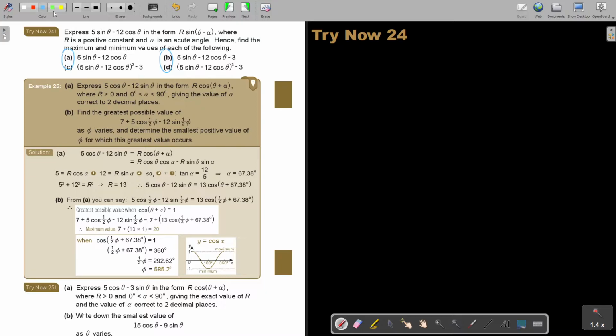Okay, but in this case, can you see now? You will see that the expression is just another one. Okay, so express 5 sin. Again, stop the video, and as soon as you are finished, you can continue the video. So express 5 sin theta minus 12 cos theta in the form r sin theta minus, now it's just minus the acute angle, where r is a positive constant, and theta, not theta, the acute angle, I'll say alpha, is an acute angle. Hence, find the maximum and minimum value of each of the following.